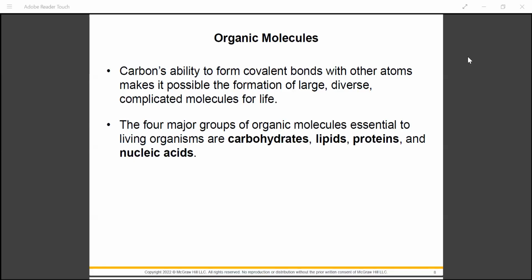but very important. So we're going to talk about four major groups of these organic molecules: carbohydrates, lipids, proteins, and nucleic acids. So these are our four groups of organic molecules.